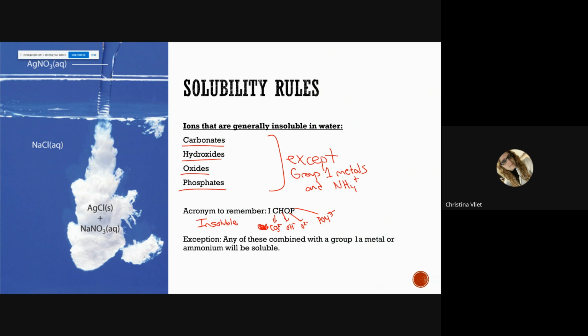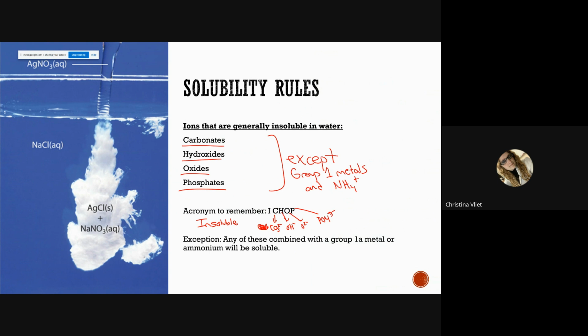Write this down. Remember the first thing I told you. If you don't remember anything else, please memorize: group 1 metals are always soluble. If a group 1 metal is with a carbonate, it is actually soluble. With a hydroxide, it is soluble. With an oxide, it is soluble. With a phosphate, it's also soluble. But when other metals are with these, they are insoluble. That's the way to understand it.